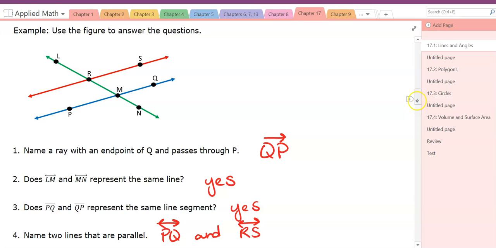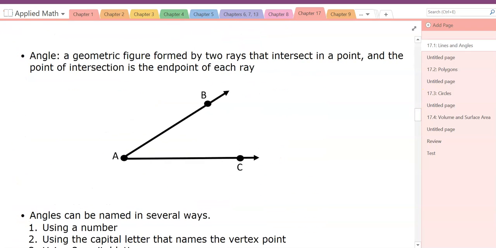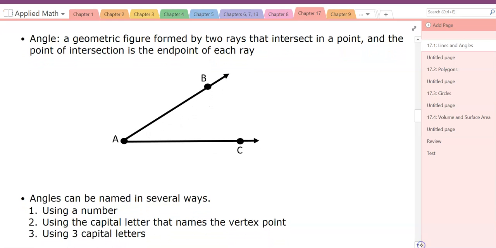All right, so let's spend some time talking about angles now. So angles are another geometric shape that are formed. This time it's using rays. So it's when you have two rays that have a common endpoint. That endpoint is known as the vertex. So if you guys are looking at this angle here, A is called the vertex.